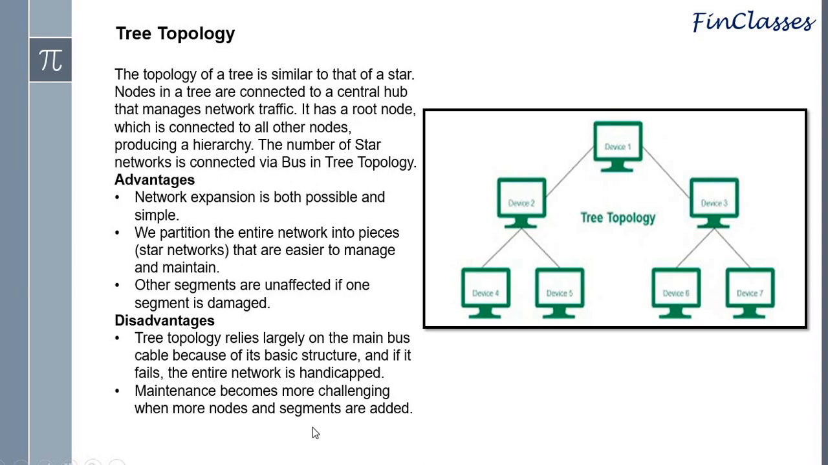Coming to the disadvantages, largely the same as the first one we have seen. The main disadvantage is that all the systems are largely dependent on the main bus cable because of its basic structure, and if it fails, the entire network is handicapped. Maintenance becomes challenging as we keep on adding more branches under the trees.